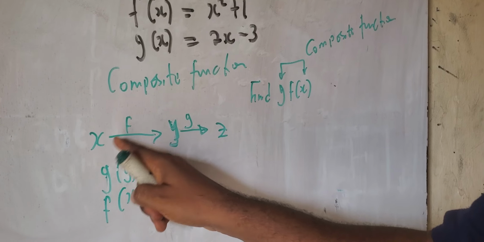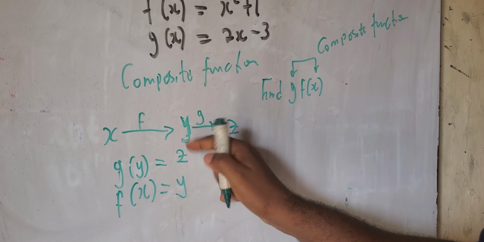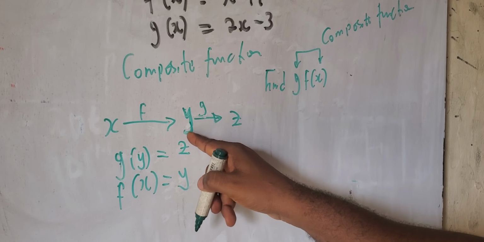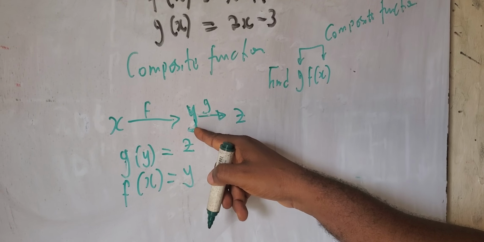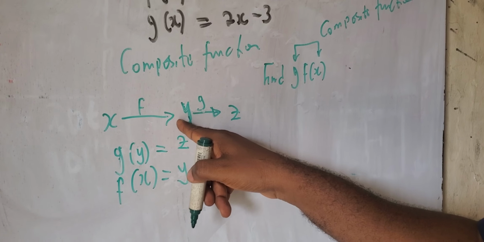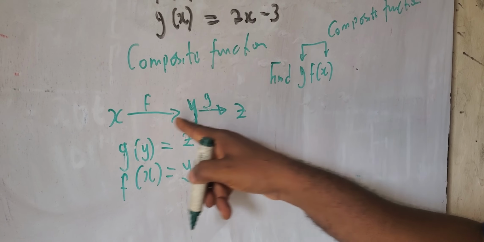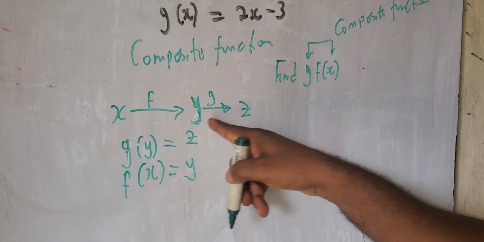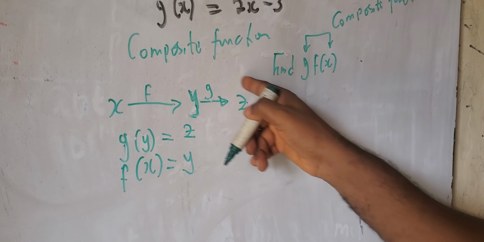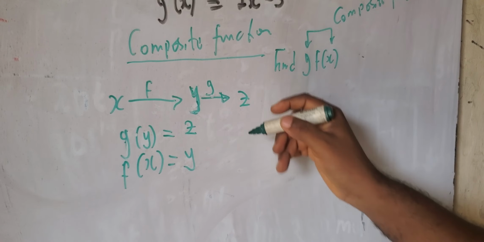You can see the relationship. This particular f performs operation on x to produce this variable y, and this function g performs on this variable y as its own input to produce a variable z. So here y is an output or image of x, whereas z is an output or image of y. So when we have this relationship, we have what is called composite function.